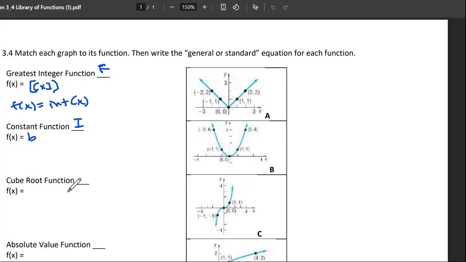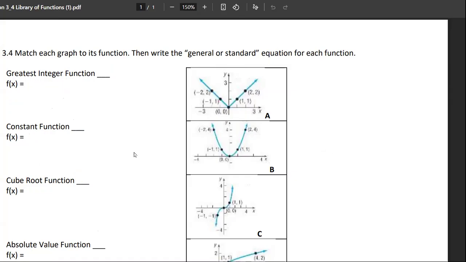The third one is the cube root function, so the answer for that is capital H, and f of x is equal to the cube root of x. The next one is the absolute value function. The answer to that is a, and the standard equation for that is the absolute value of x. Those are the first four. We're going to erase that and move on to the next one.